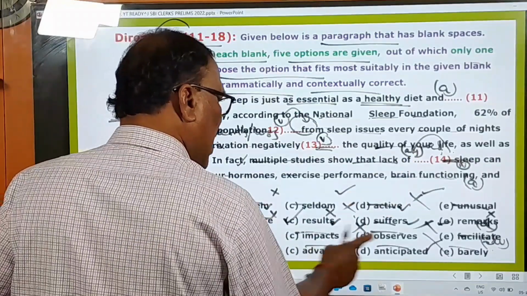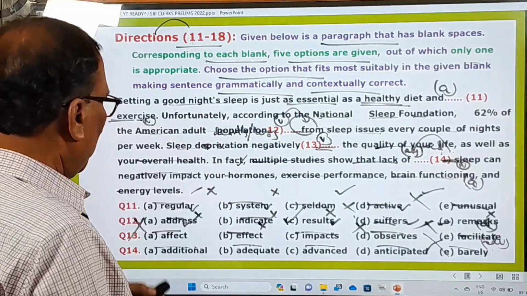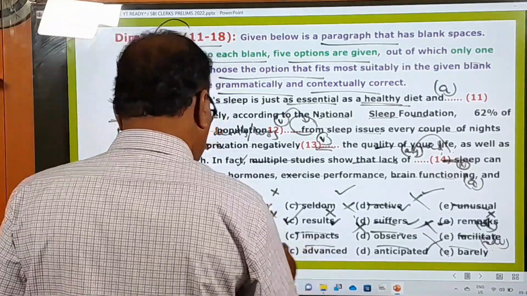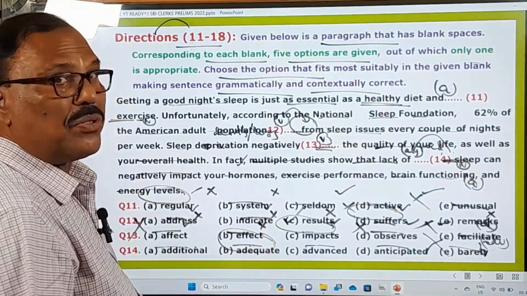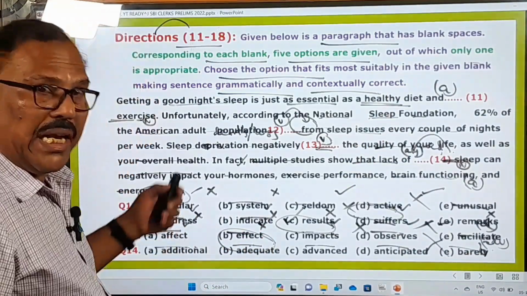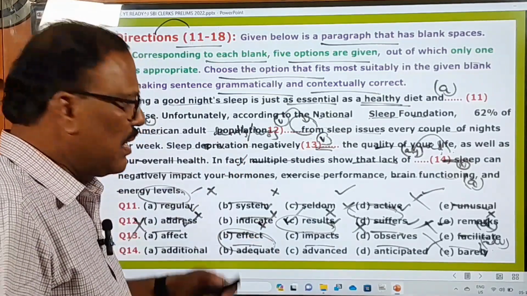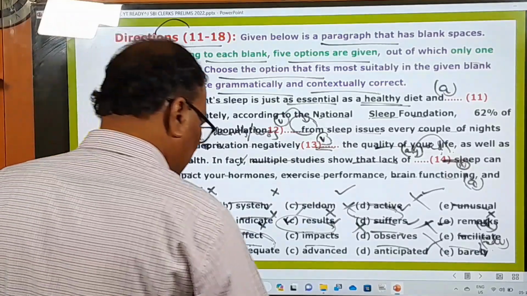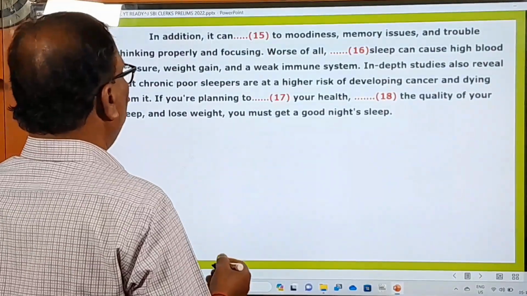And advanced, anticipated, they cannot be used in that blank. They don't go with that blank. So in this way, here what is that? B. Right. Now you have understood how to answer these questions. Now let's go to the next part of the passage and also solve those questions given under that passage. Now the second part of the passage.